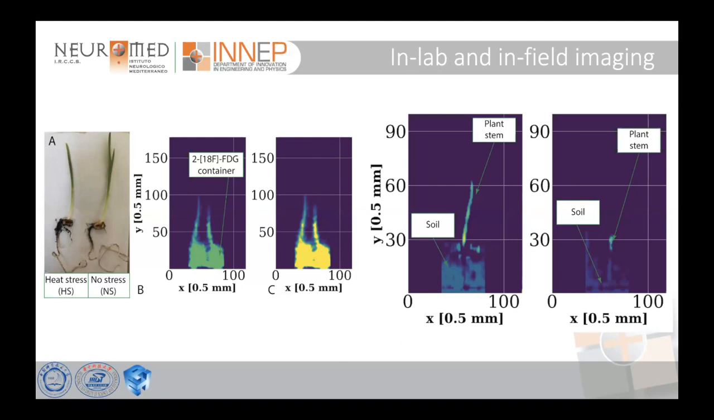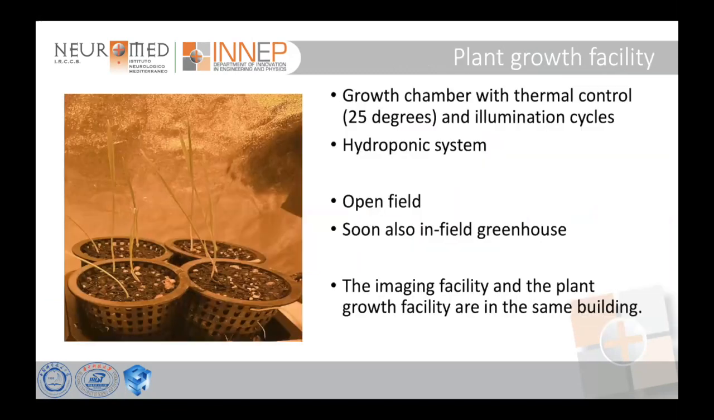What we are now doing is the transition from in-lab to in-field PET imaging, and this was done by us, testing with wheat sprouts and maize sprouts. On the left is in-lab imaging. On the right you have examples of in-field imaging. All that is taken in-field already with the new prototype. That is going to be, I hope, available soon as a pilot technology in our node.